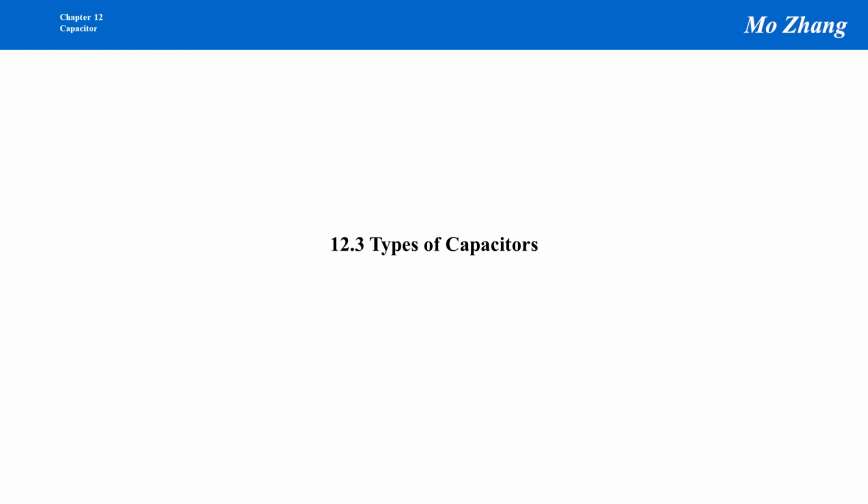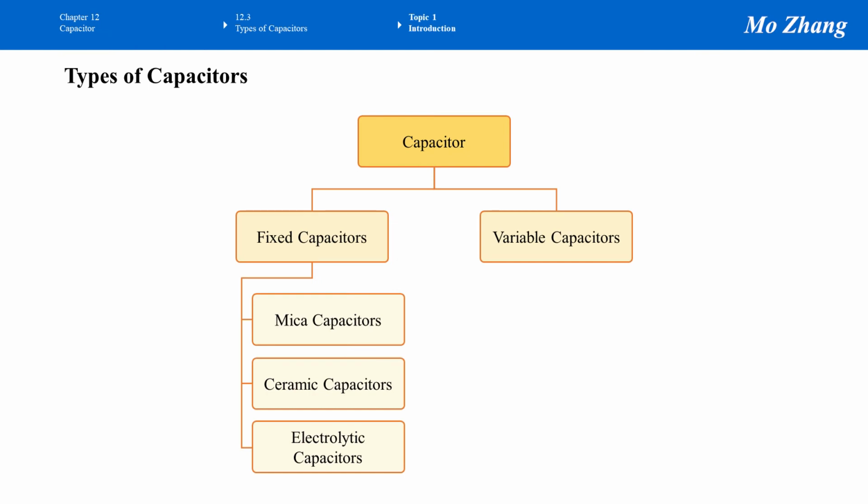12.3 Types of capacitors. Capacitors are mainly categorized into two different categories: fixed capacitors and variable capacitors. These are the two main categories. Under the fixed capacitors, it includes mica capacitors, ceramic capacitors, electrolytic capacitors, and a few more different kinds of capacitors. In this class, we focus on these three.